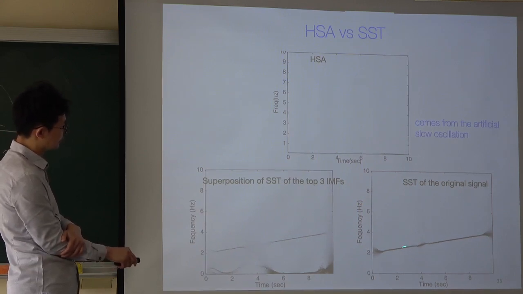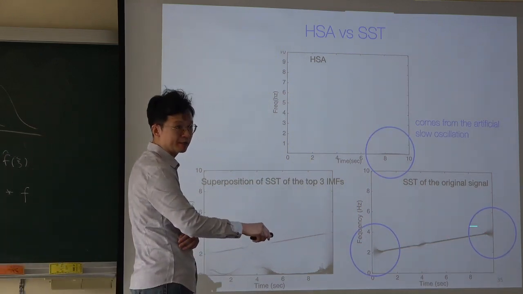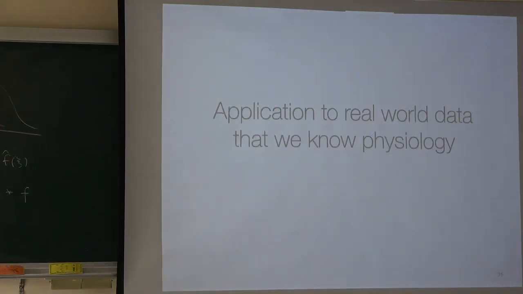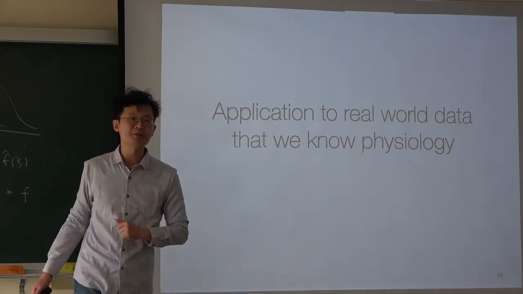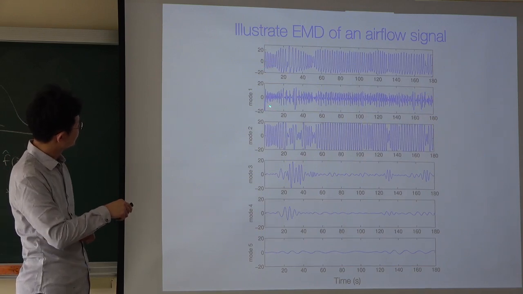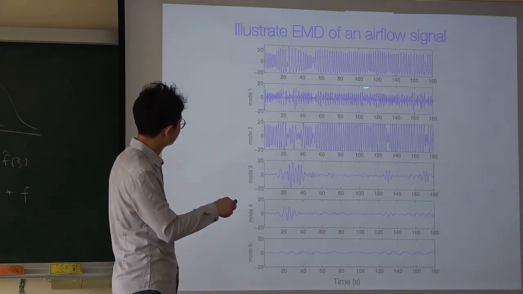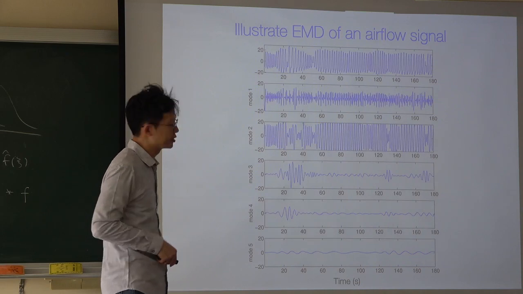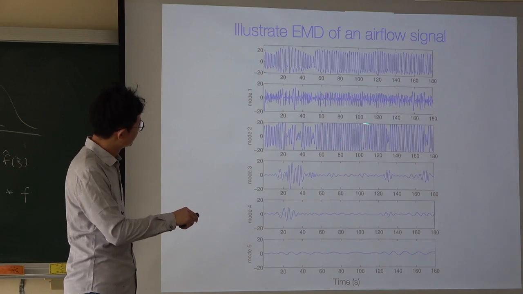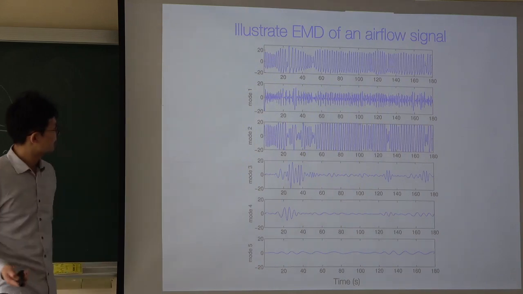And this is the synchrosqueezing of the original signal. You can see there are some boundary effects, which I mentioned before, and we'll come back to the boundary effect later. And there are some applications to real-world data that we know physiologically. For example, this is the airflow signal, and this is mode 1, mode 2. Seriously, it's hard for me to interpret what the decomposition gives us. It's difficult. I don't know. This one seems to generate some respiratory frequency, but there are a lot of intermittent, weird things that I cannot interpret.